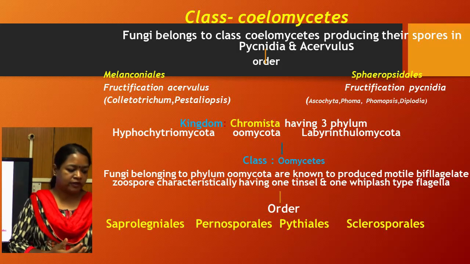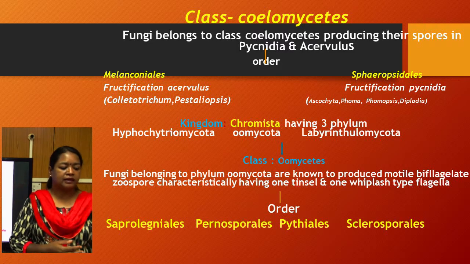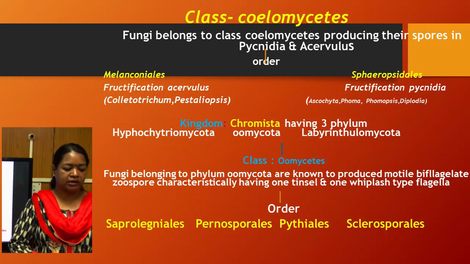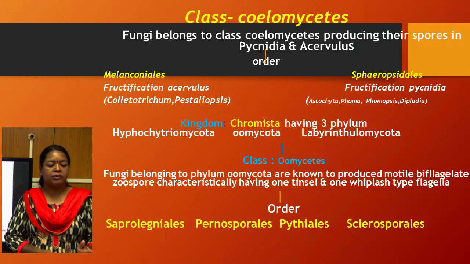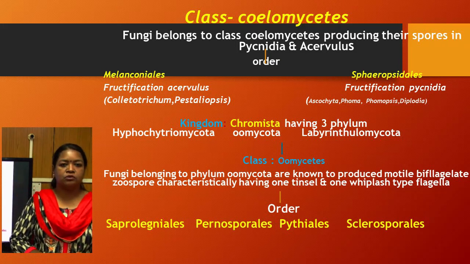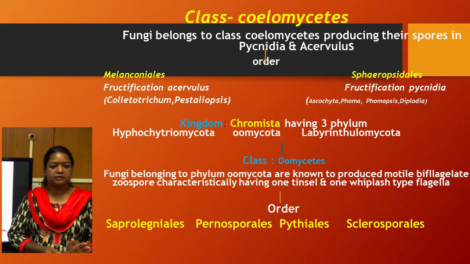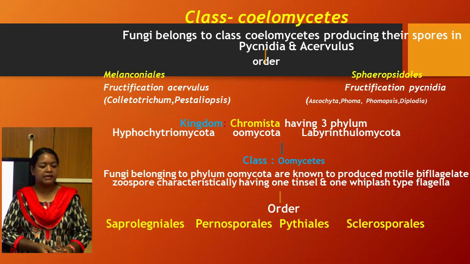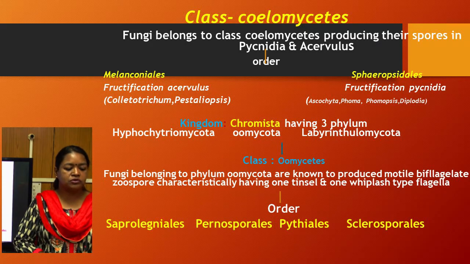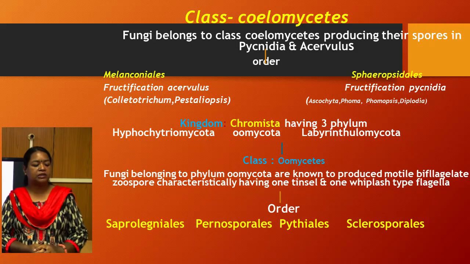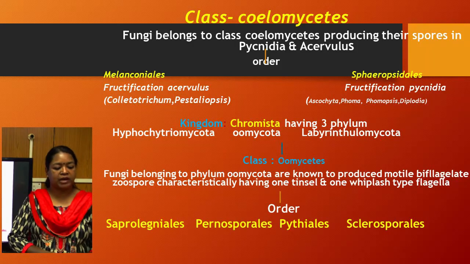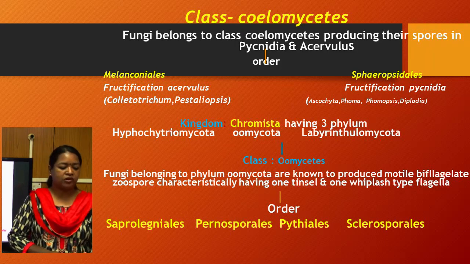Now we come to the kingdom Chromista. The kingdom Chromista has three important phyla: Hyphochytridiomycota, Oomycota and Labyrinthulomycota. We discuss only one phylum, that is Oomycota. The phylum Oomycota has the class Oomycetes, and the fungi belonging to the class Oomycetes produce motile biflagellate zoospores, characteristically having one tinsel type of flagellum and another whiplash type of flagellum.